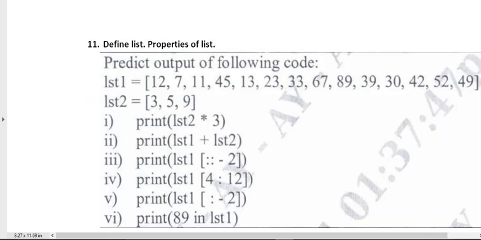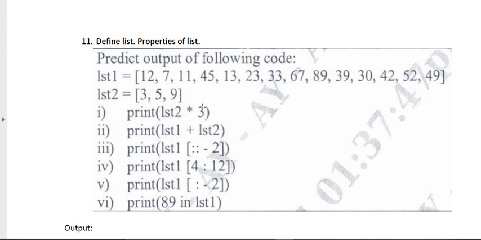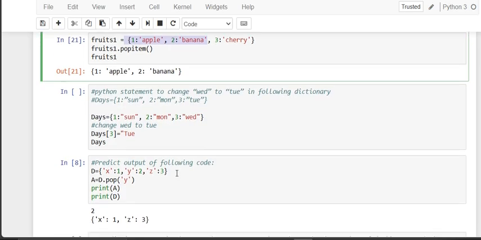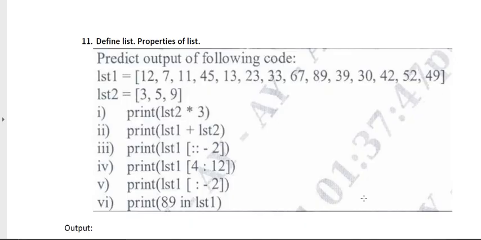So coming to the next question, define list and properties of a list. They can ask you some code, right? Define list, properties of list I've already discussed in the first question. Coming to the second part, predict the output of this. Let's go to the list output. Okay, so I have lists here like this. They have given you list 1, they have given list 2. They have asked you to guess the output.